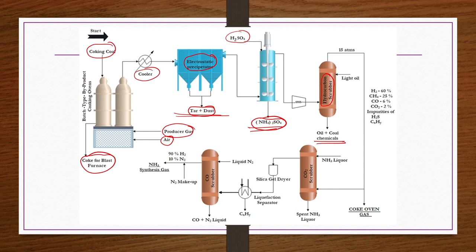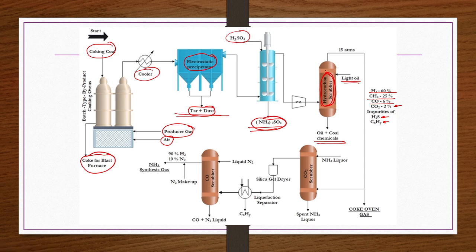Whatever hydrocarbons are there are removed in this hydrocarbon scrubber. For that, you need a light oil in which these hydrocarbons dissolve easily. Once the hydrocarbons are scrubbed out from the gases, the collected gas would have 60% H2, 25% CH4 and 6% CO. CO2 is an impurity, H2S is also an impurity, and C6Hy, which is nothing but hydrocarbons, is also an impurity. Though you are doing so many processes to remove them, it is not possible to remove them completely; some amount will remain.